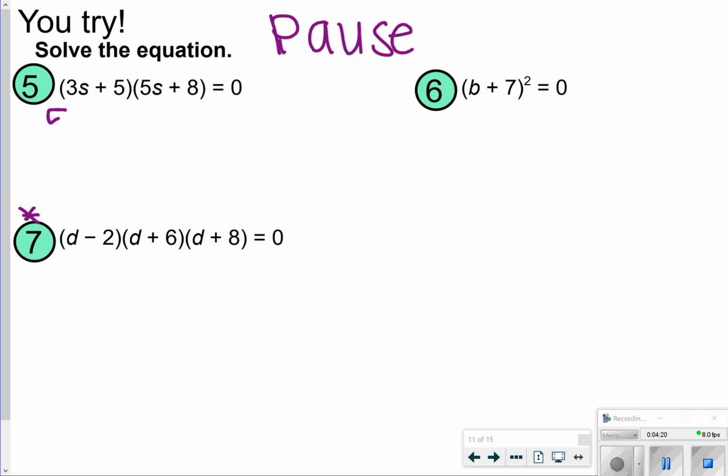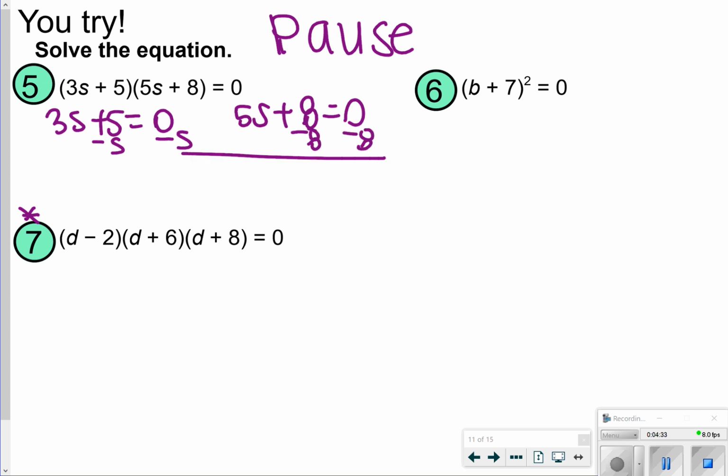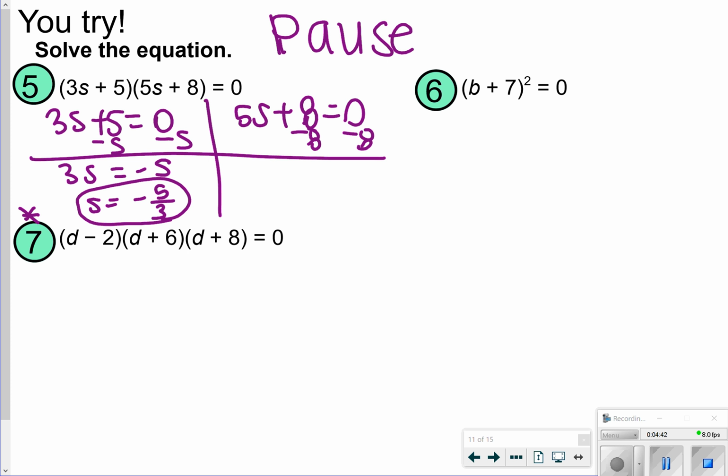Alright, so for number 5, we set them both equivalent to 0, so 3s + 5 = 0 and 5s + 8 = 0. I'm going to start solving by subtraction. So I have 3s = -5, so that means s will be equal to -5/3 as one possible root. And then over here I have 5s = -8, and when I divide, s is equal to -8/5 as another possible root.